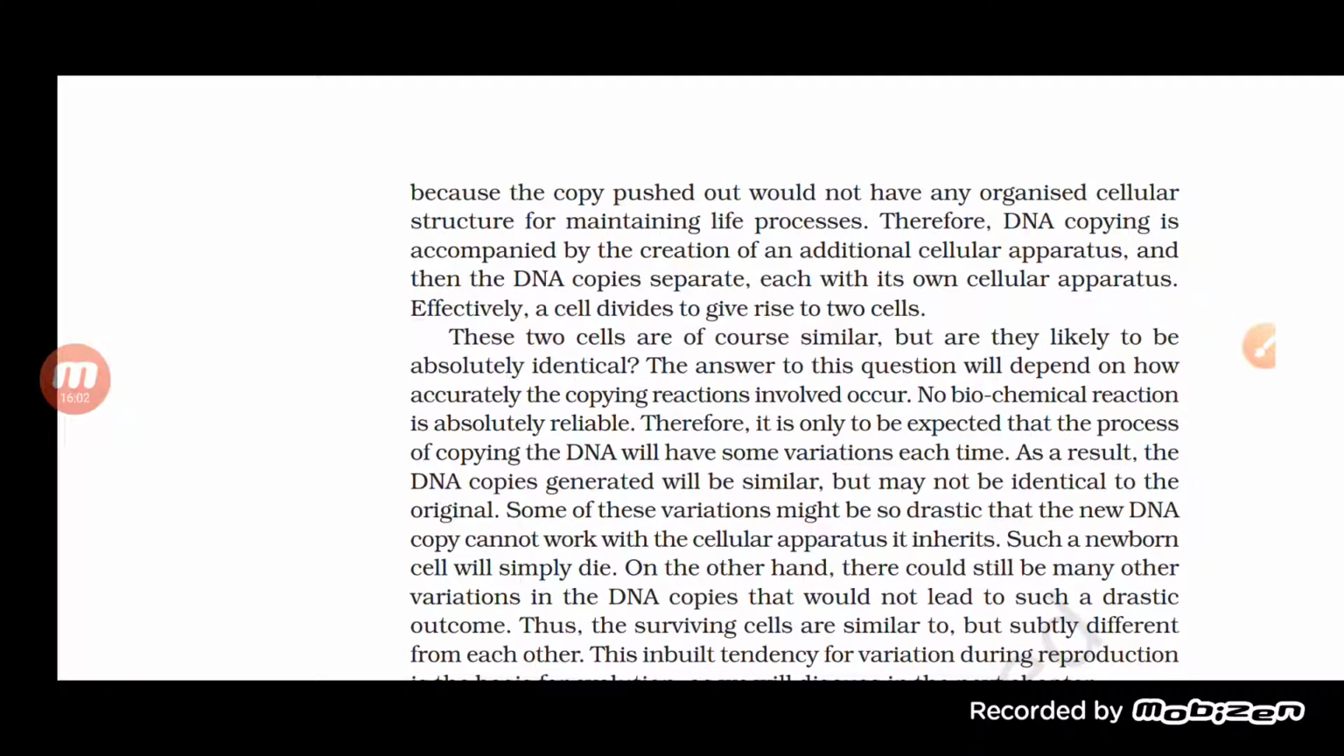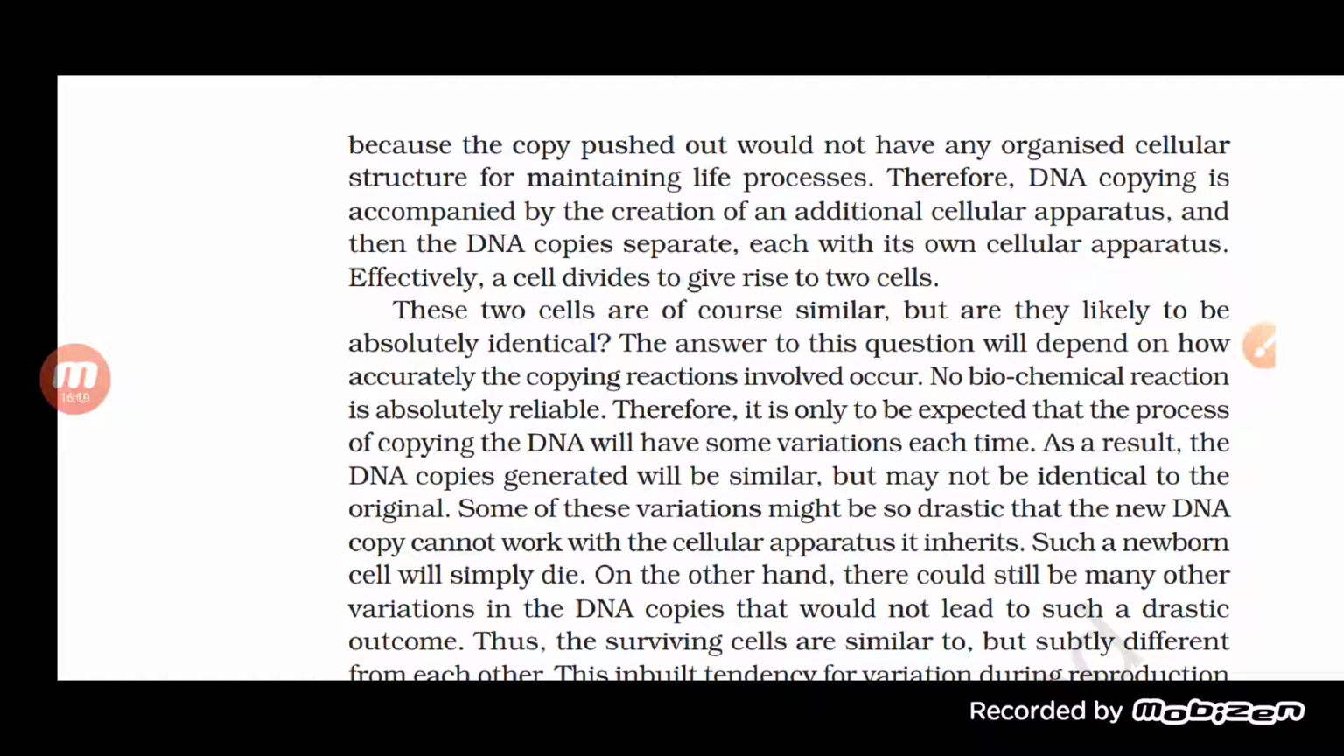Now the DNA copying is accompanied by the creation of an additional cellular apparatus, and then the DNA copies separate, each with its cellular apparatus, so effectively a cell divides to give rise to two cells. Basically what happened here, students, is that the DNA gets copied, and after this copying it gets separated in the cellular apparatus, and now each separated DNA has its own cellular apparatus, so that they can divide and form new cells.